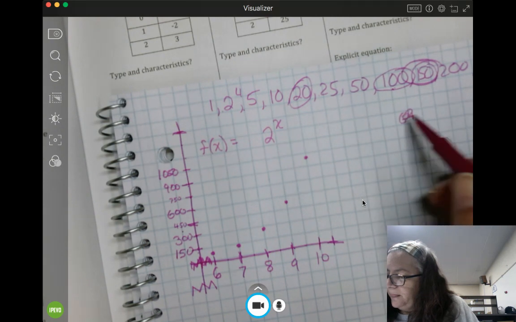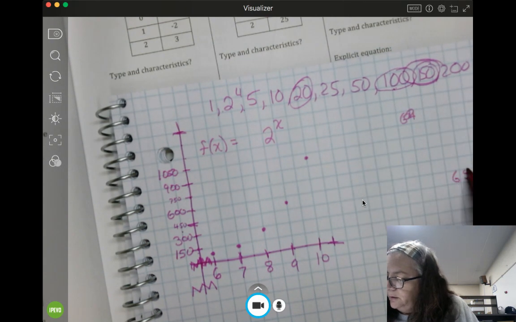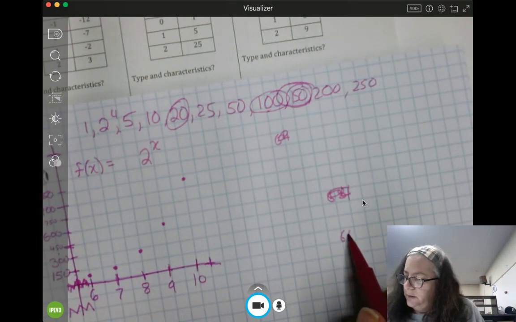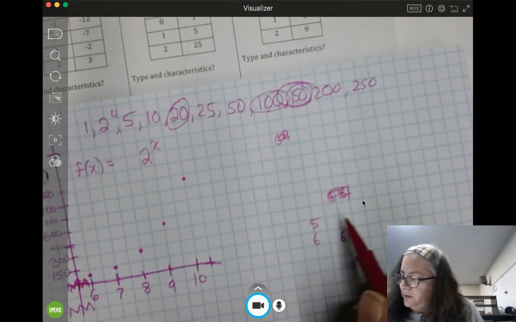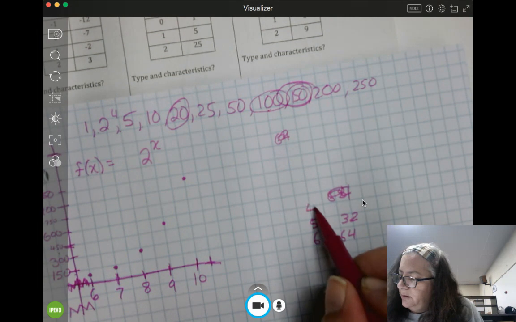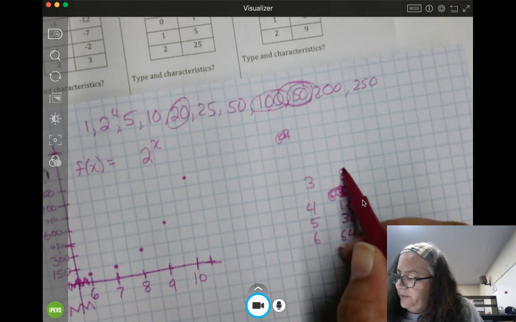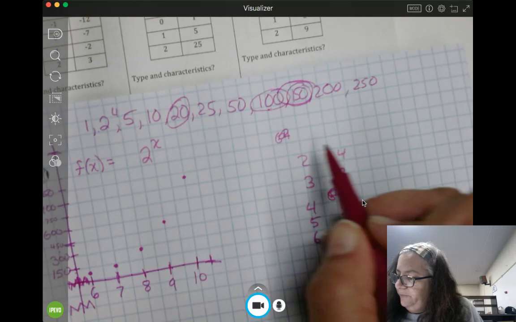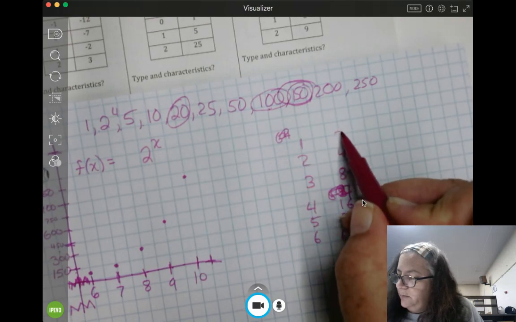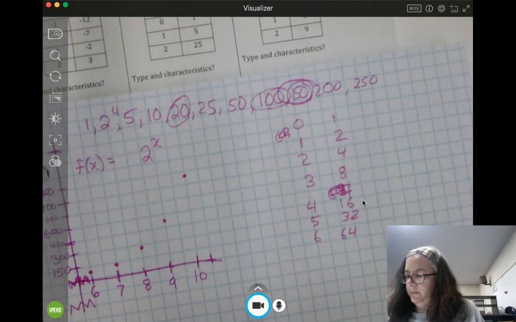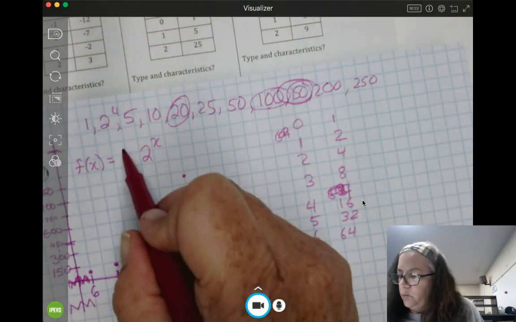64, if I work backwards, you know how 64 was term 6? Let's try this again. 64 was term 6. So that means term 5 would be 32. Term 4 would be 16. Term 3 would be 8. Term 2 would be 4. Term 1 would be 2. And term 0 would be 1. So it's just 1 times 2 to the x.